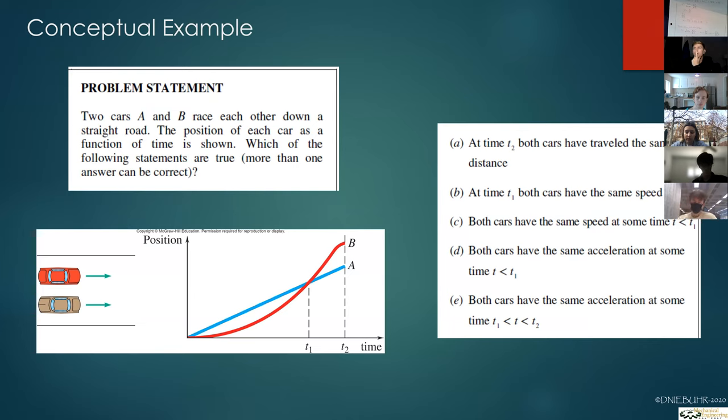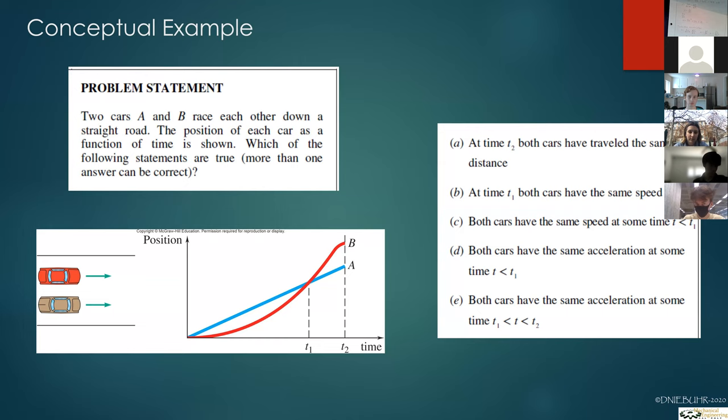So, all right, let's look at a theoretical question. Here we have two cars, A and B, racing each other down a straight road. What we see here is the position of each car as a function of time, and we want to decide which of these statements are correct. One thing we notice right off the bat is that on position versus time, car A has a straight line. So you can infer that the acceleration has to be zero, right? Because you have a linear line, and if you take the second derivative of the position, you're going to get zero. So there's no acceleration there, whereas car B does have an acceleration as a function of time, based on its higher order function for its position.